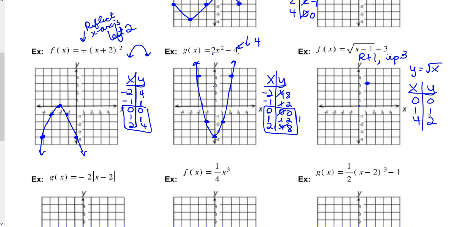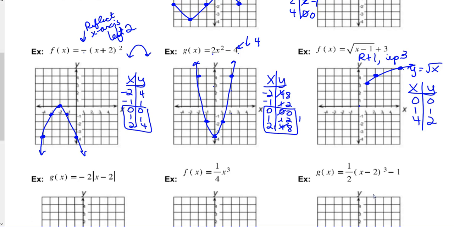Now, from that point, you can go over 1 and up 1, and over 4 and up 2. Or you can graph this point 1, 1. That means I'm going to go right 1 and up 3. Gives me that point. Either way works. You figure out what process helps you. I usually do this. From the original point, we would go over 1 and up 1 from the origin. And then here we're going to go over 4, 1, 2, 3, 4, and up 2. That gives me my new point and my graph.